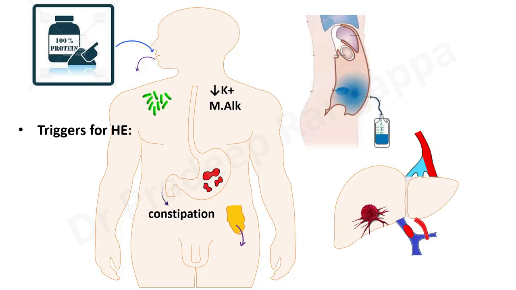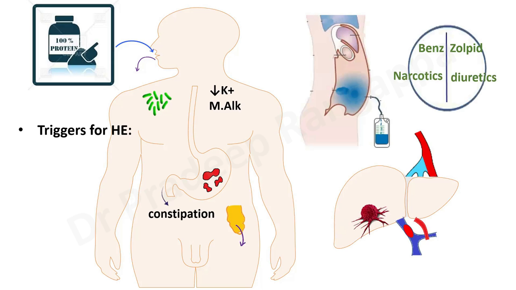Or any concomitant tumor or secondaries that may be present in the liver. These are all some of the triggers for worsening of encephalopathy. And some of the drugs, obviously. In liver failure patients, when you give benzodiazepine or any sedative, zolpidem, narcotics, diuretics, all these can worsen encephalopathy.